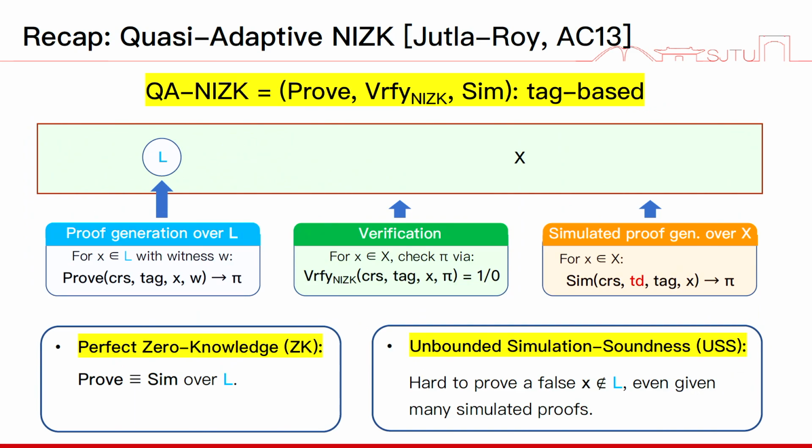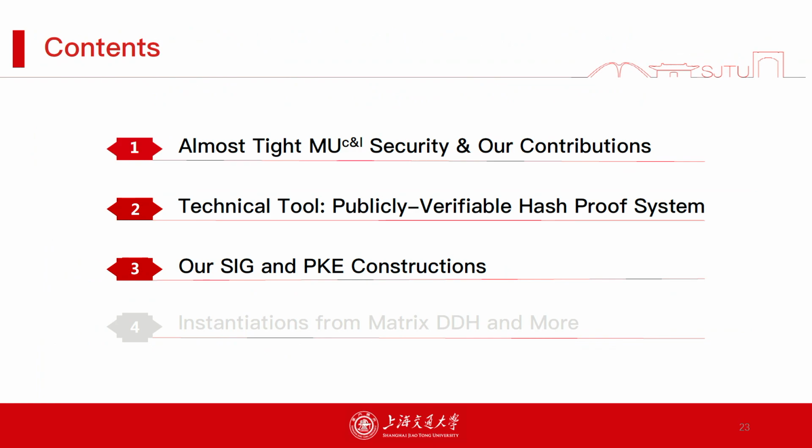We also need another building block, namely the quasi-adaptive NIZK proposed by Jutla and Roy. And we will use a tag-based variant, where the proof generation algorithm, verification algorithm, and the simulator also take a tag as input. And we require perfect zero knowledge and unbounded simulation soundness. Now we will show how we build our schemes from the publicly verifiable hash proof system and QA-NIZK.